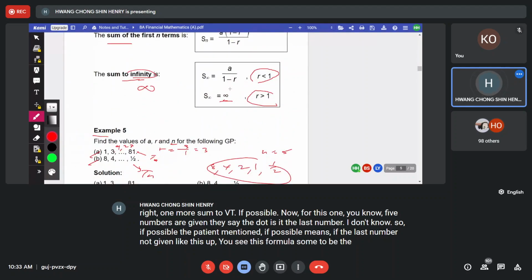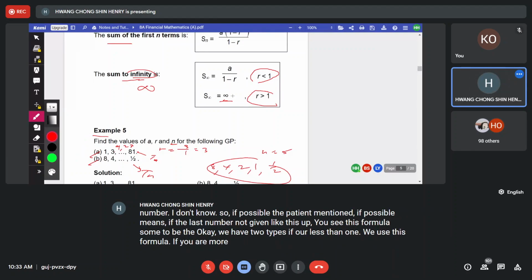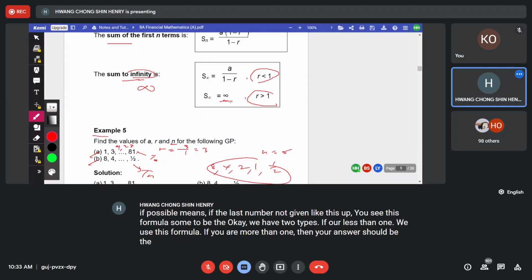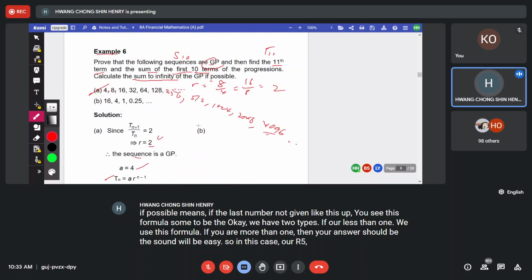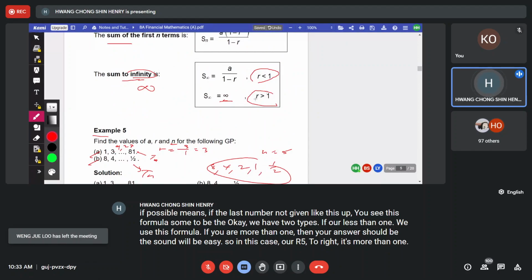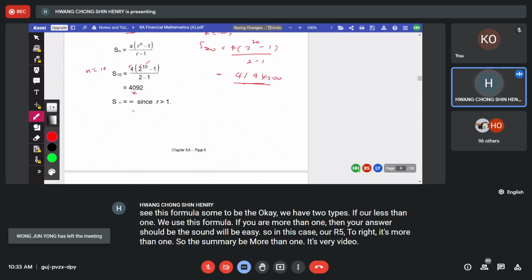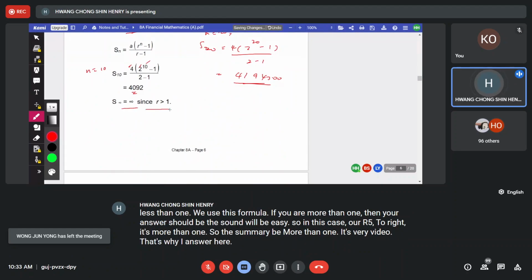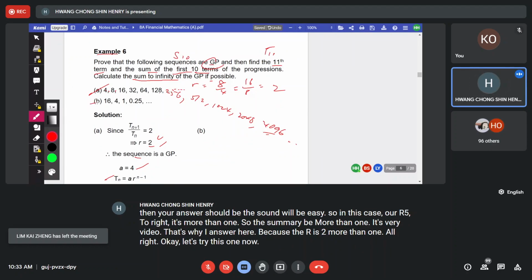You see this formula, sum to infinity. We have two types. If r is less than 1, we use this formula. If your r is more than 1, then your answer straight away, the sum will be infinity. So in this case, our r is what? 2, right? It's more than 1. So the sum will be straight away infinity. That's why your answer here is infinity, because the r is 2, more than 1. Alright? Okay, let's try this one now.